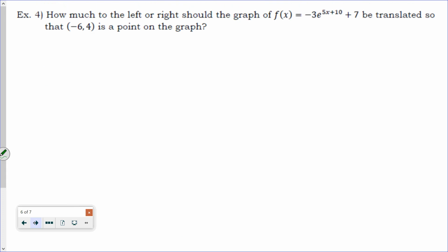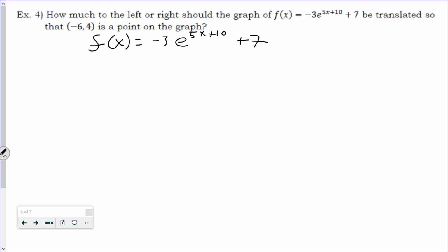All right, let's go on to number 4. Number 4 is asking how much to the left or right the graph f of x equals negative 3 e raised to the 5x plus 10, all plus 7, should be translated so that negative 6, 4 is a point on the graph. How can I move this graph left or right so that negative 6, 4 is for sure going to be a point on the graph?